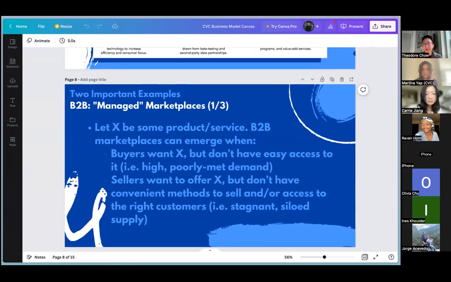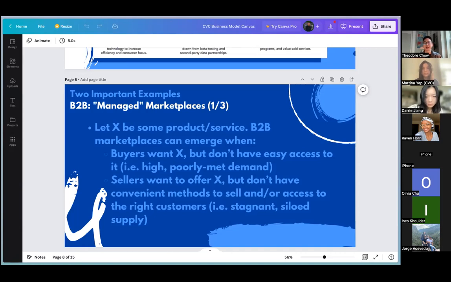And in terms of B2B, there also can be a different dynamic in which there is a managed marketplace. What this means is that a business wants to buy something, but they don't have easy access to it. It could be the price is very high, or that there's just a limited supply. And then on the other hand, there's a seller who wants to offer this product, but doesn't have a convenient method to sell it or access the right customer.